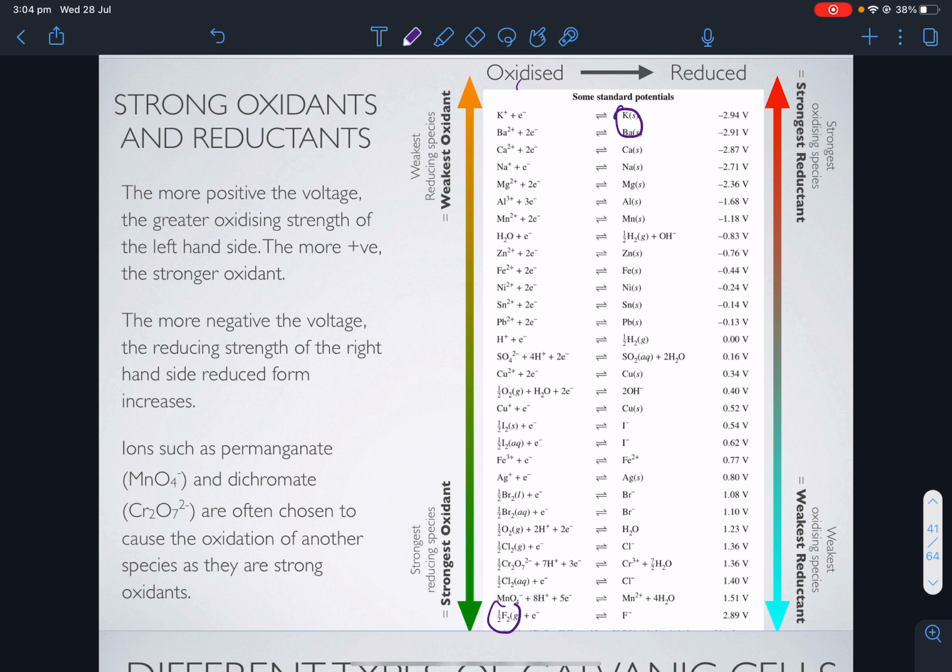Our fluorine here is our strongest oxidant, okay? It's being reduced, and it's more likely to be reduced. It's got the most positive half voltage, so it is our strongest oxidant, okay? So the reduced species over here are going to be our reductants, okay? So we've got our strongest reductants down to our weakest reductants down the bottom. Fluoride really likes being fluoride. And on the other side, we've got our weakest oxidant. Our potassium plus really doesn't want to do anything. It's happy where it is, so it's our weakest oxidant. And our strongest oxidant is our fluorine, okay?